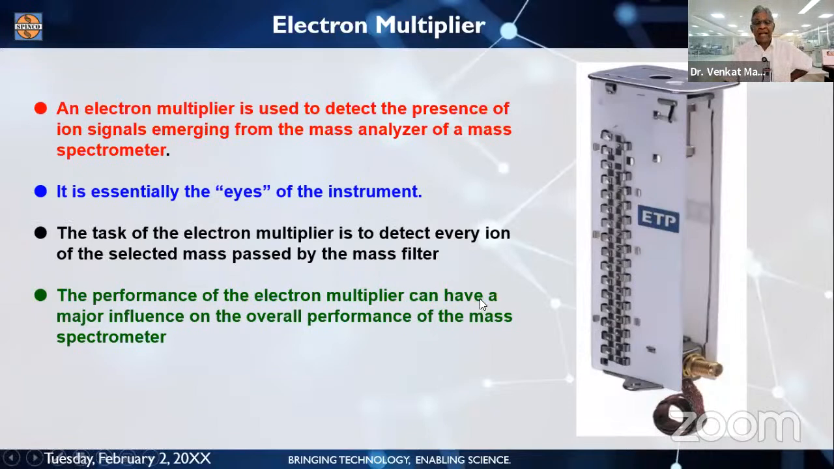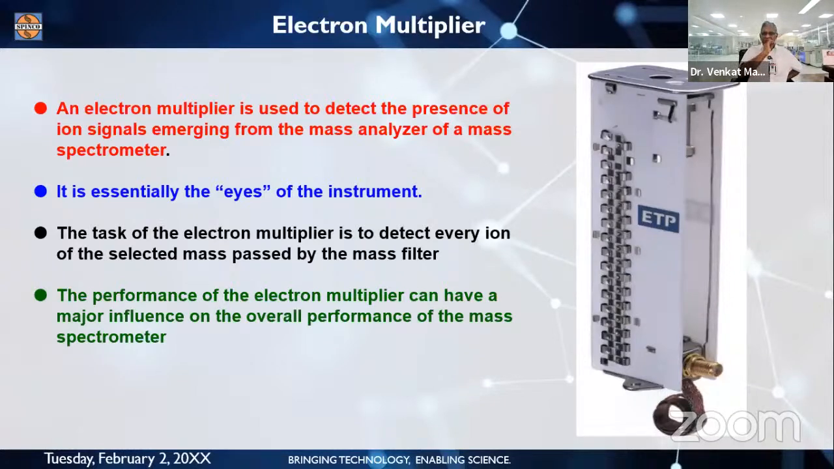Its performance has an influence on the overall performance of the mass spectrometer. Each molecular ion that is analyzed by the analyzer is getting detected by this electron multiplier. I got the signal. Fantastic.